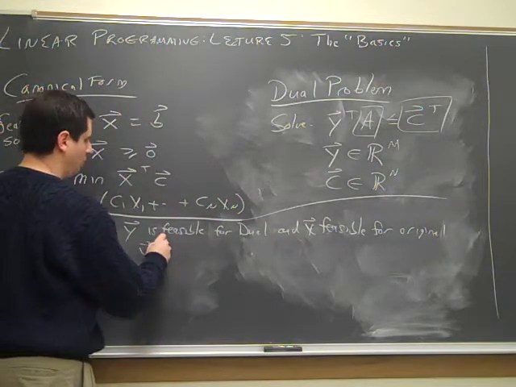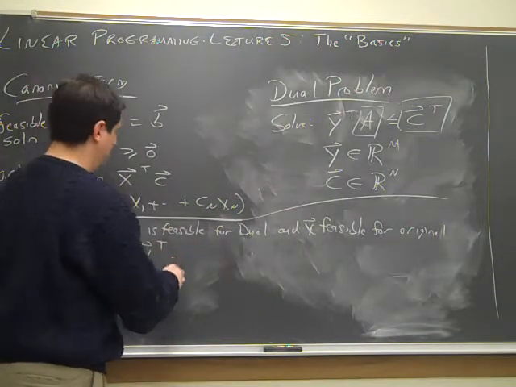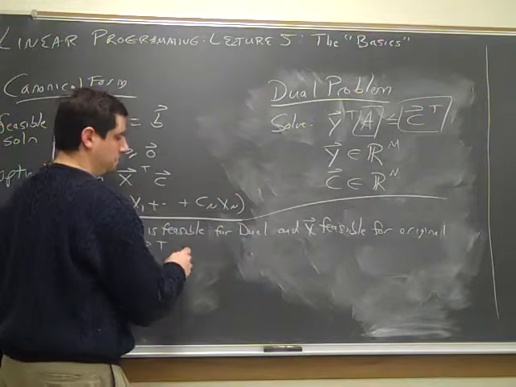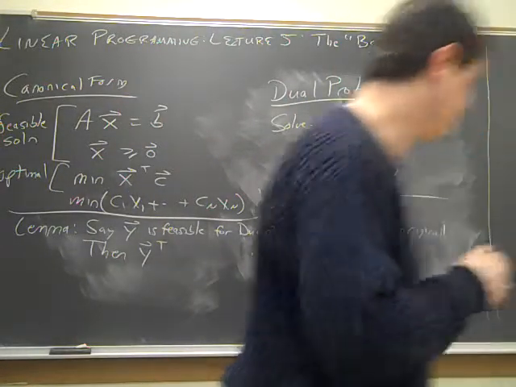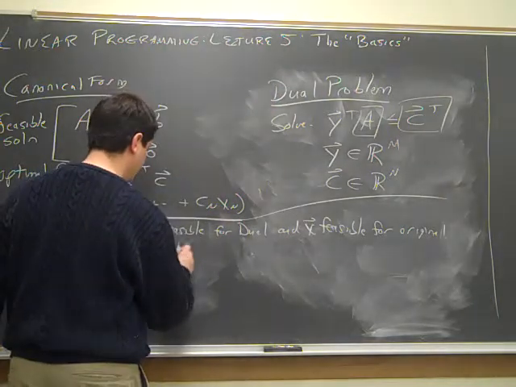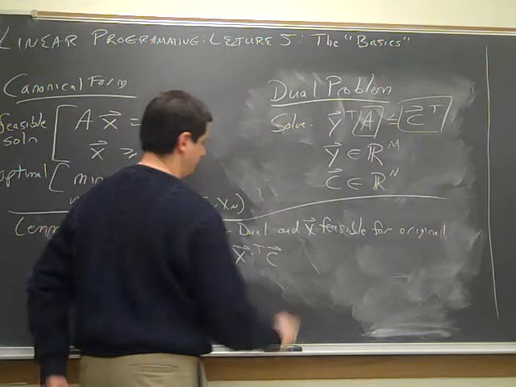Then Y transpose. Make sure I write it down the right way. Yeah, it was Y transpose. Okay, then Y transpose B is less than or equal to X transpose C.